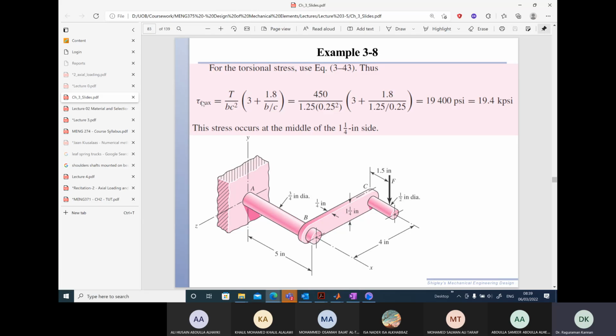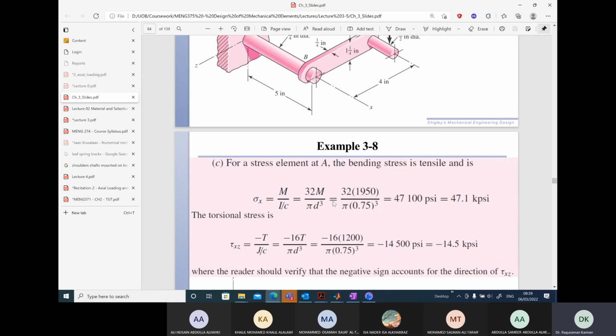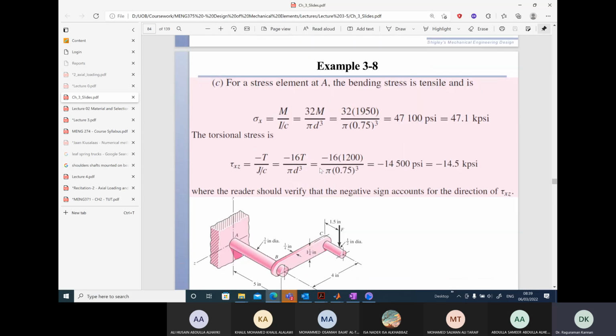Okay. In case you don't have any torque, then you have to calculate VQ over I. Is that clear? Yes, thank you, Doctor. So usually we neglect that. So let's go for part C here.